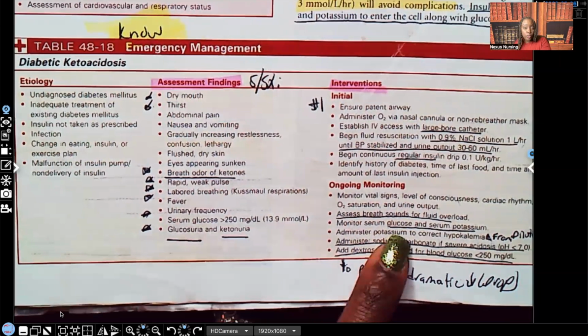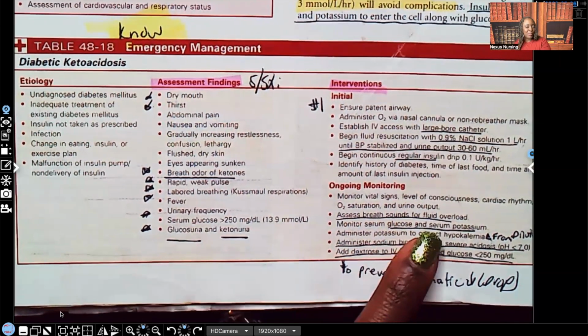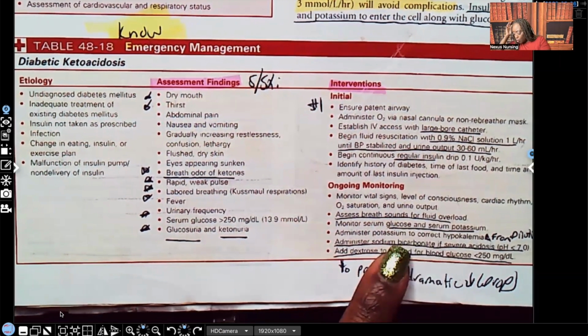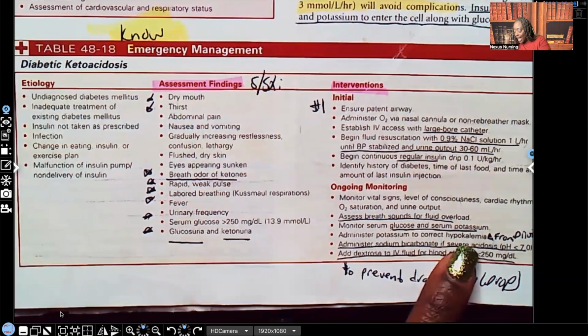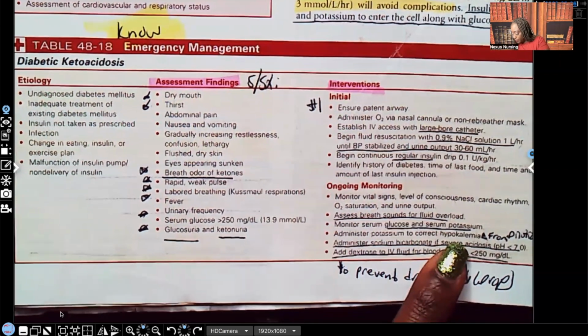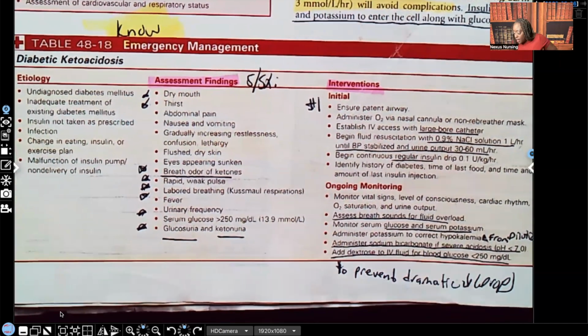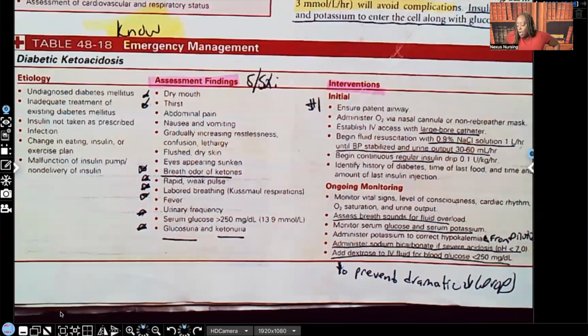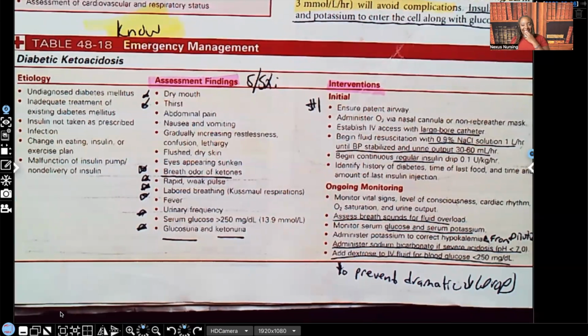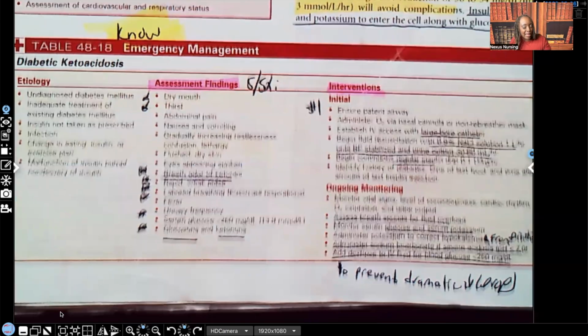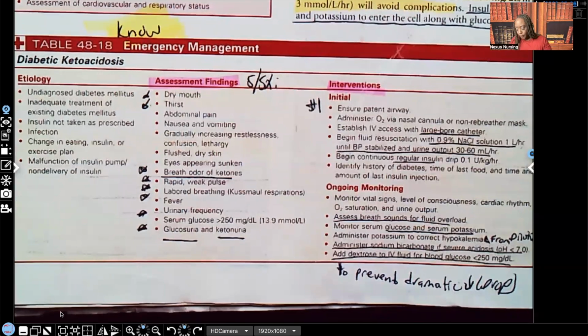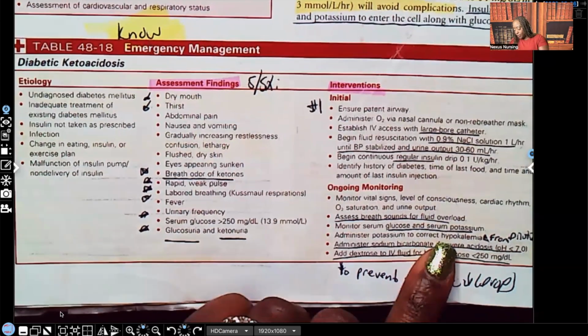We're going to be checking their glucose, obviously, but also the potassium, because we know that insulin can drop their potassium. We're going to administer potassium to correct hypokalemia if necessary. And something you guys also need to recognize, all of that fluid that we're giving the patient, right, that can dilute the little bit of potassium the patient does have. So definitely we need to watch for potassium.